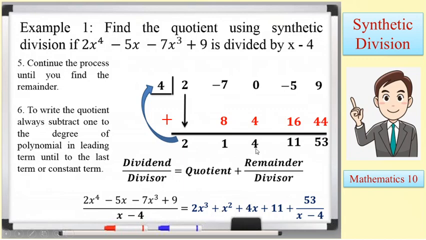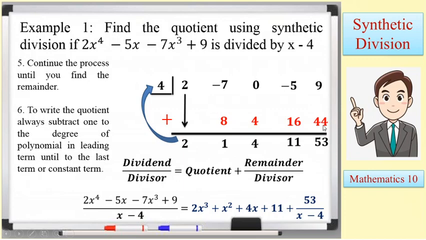Okay? Next naman yung 4. Ayan. And then yung kanyang variable x ay, ang kanyang degree ay imaginary 1. Kasi nagsubtract tayo ng 1 dito. Kaya siya naging 1. Okay? Next. Since 1 yung degree ng ating variable x dito sa 4x, so magsusubtract ulit tayo ng 1, yun naman yung magiging degree ng 11, which is 0. Kaya ang quotient natin ay 2x cubed plus x squared plus 4x plus 11 plus the remainder, ang remainder natin ay 53 over x minus 4.